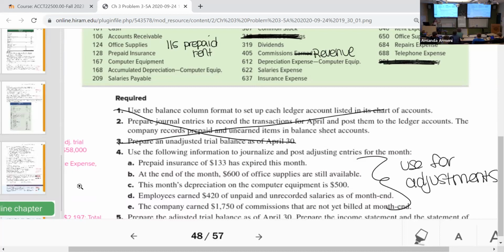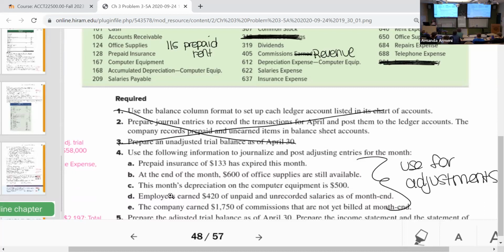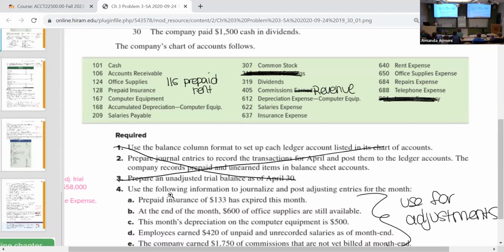But they were nice. They just gave you the amount. They said it's $500. So we have to make an adjustment for the depreciation of the computer equipment. What accounts make the most sense to use for this adjustment? The one that has depreciation in it. Absolutely. And there's actually 2 of them, right?